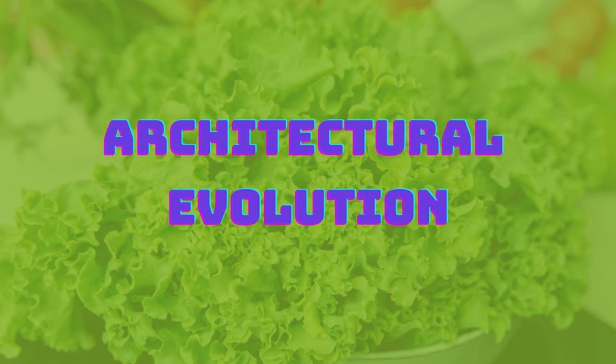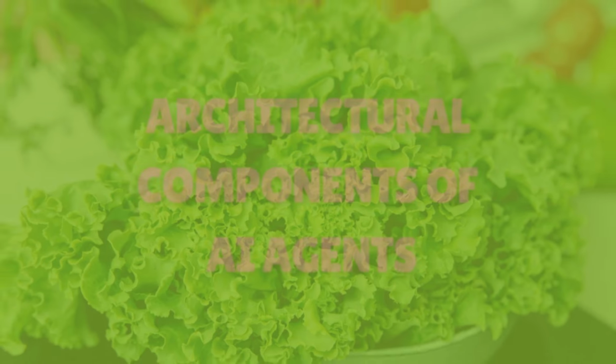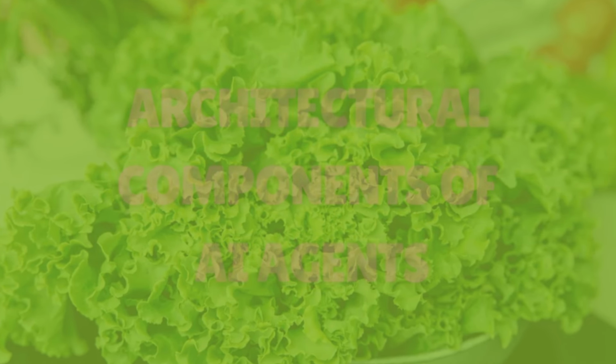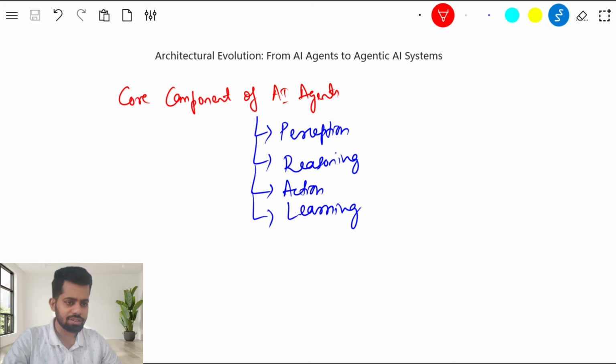Next is the architecture evolution from AI agents to agentic AI. Before that, first let's see what the core components of AI agents are. Foundational AI agents are typically composed of four primary subsystems: perception, reasoning, action, and learning.